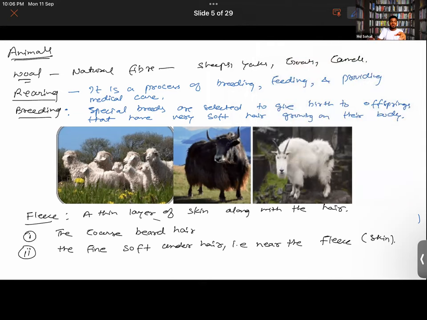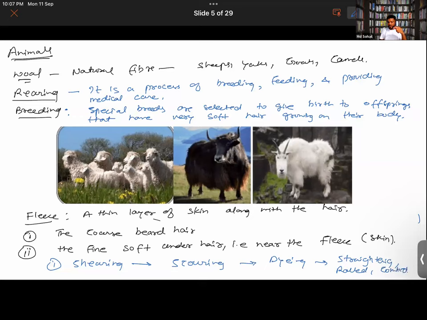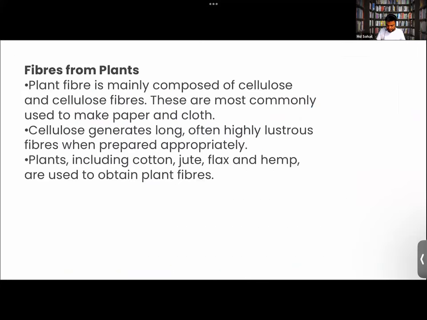Once the fleece has been taken out from the animal by cutting, the method of processing starts. The first method is shearing. Then it is called scouring. We will be discussing each of them in detail. Then the next method that starts is called dyeing, and then finally it is straightened. That is called straightening. Then it is rolled and combed. You must be getting confused here, but don't worry. We will be studying each of them in detail.